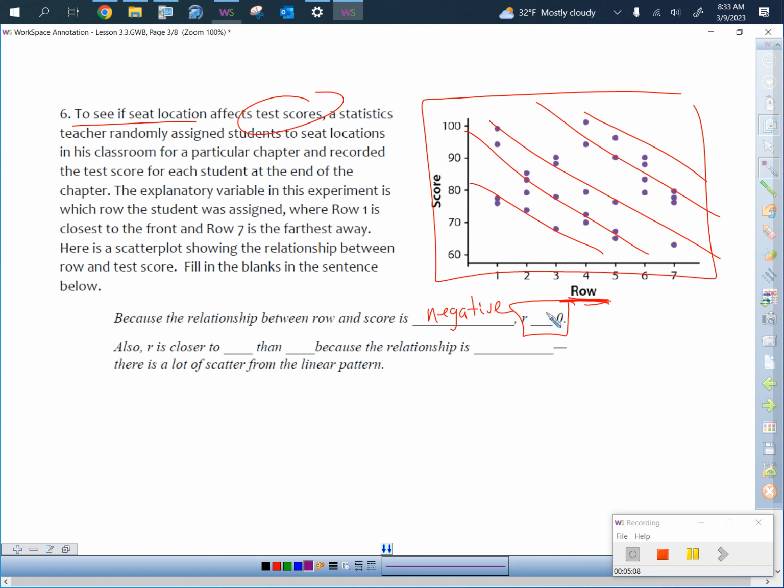Greater than or less than? What do you want? Less than? Because it's negative. Also, R is close to what then what?